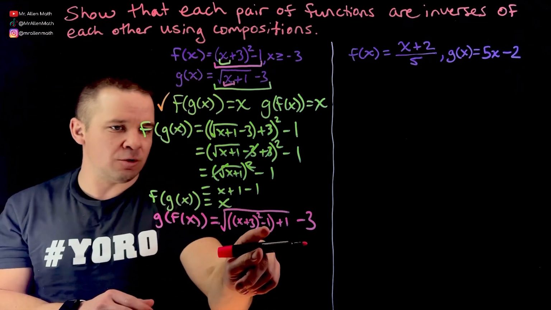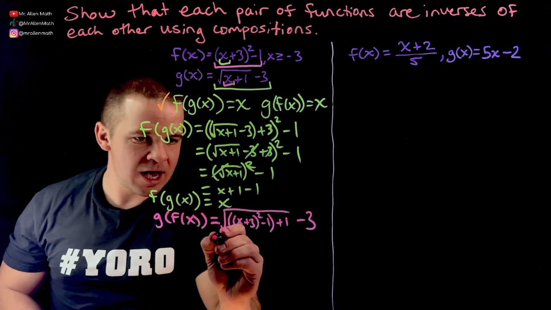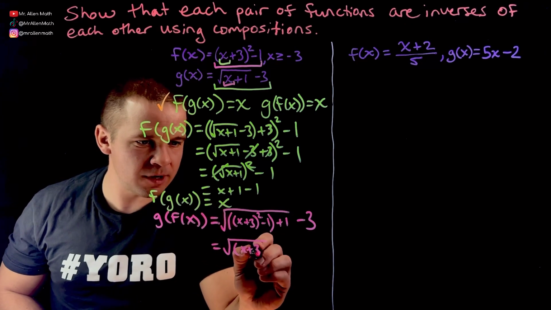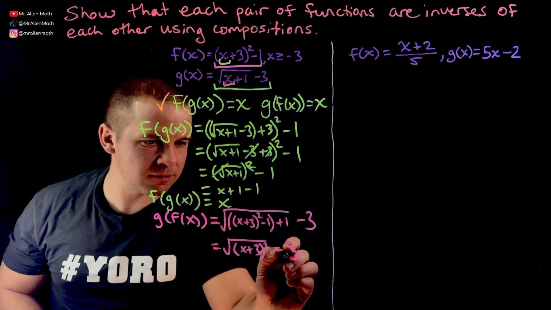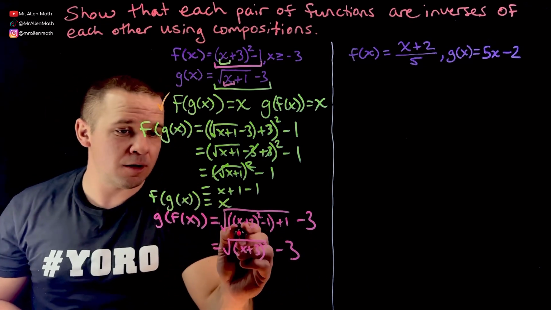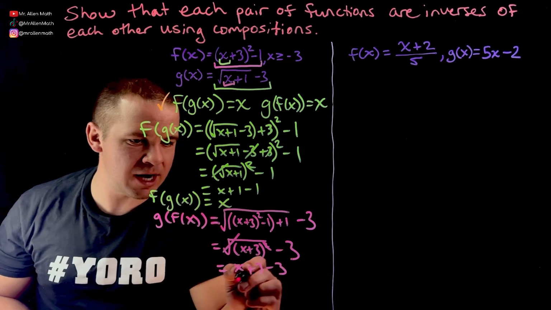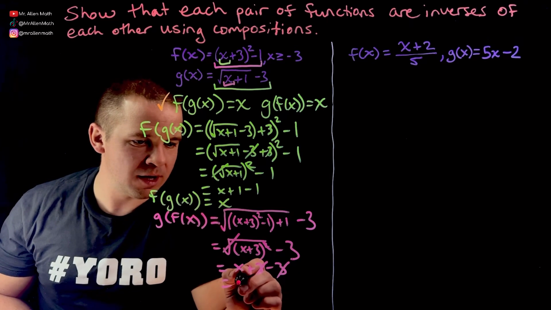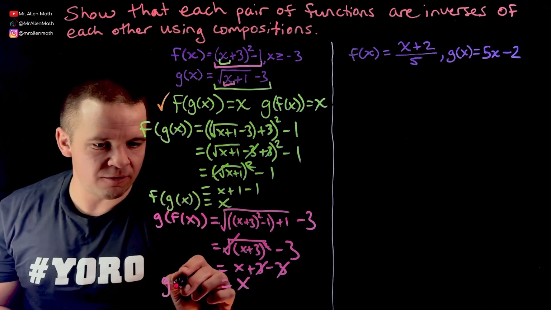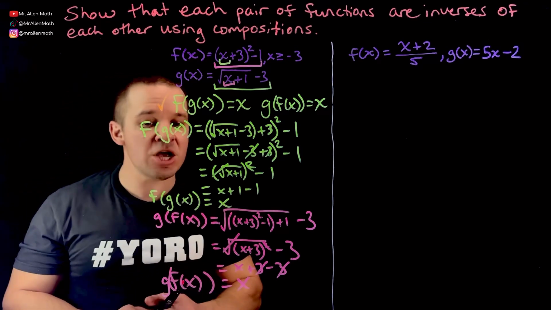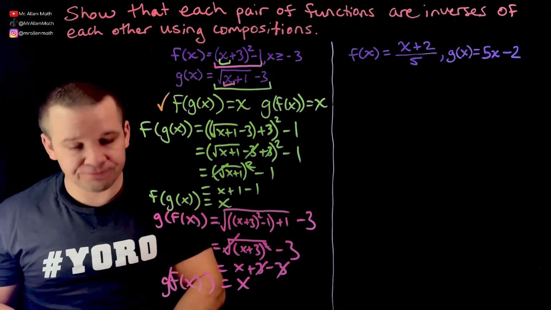I'm going to run out of room, so we're just going to take care of these ones right here. And now I've got the square root of x plus 3 squared, minus 3. What happens with the square root and the squared? Boom, they're gone. I've got x plus 3 minus 3. And now I've got, boom, x. So g of f of x is equal to x.